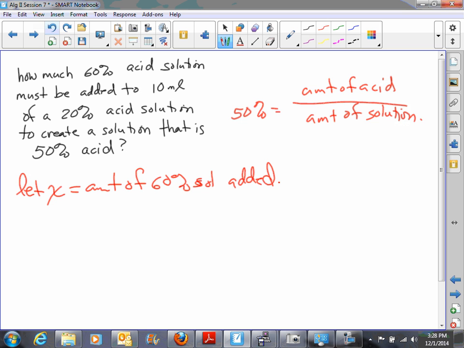Now what I want to do is express in terms of x the two quantities, the amount of acid and the amount of solution. Now, how much acid will we have? What's the amount of acid? Well, we already have 20% of, and of means multiply, 10 milliliters is acid. So 0.2 times 10 equals the amount of acid we already have.